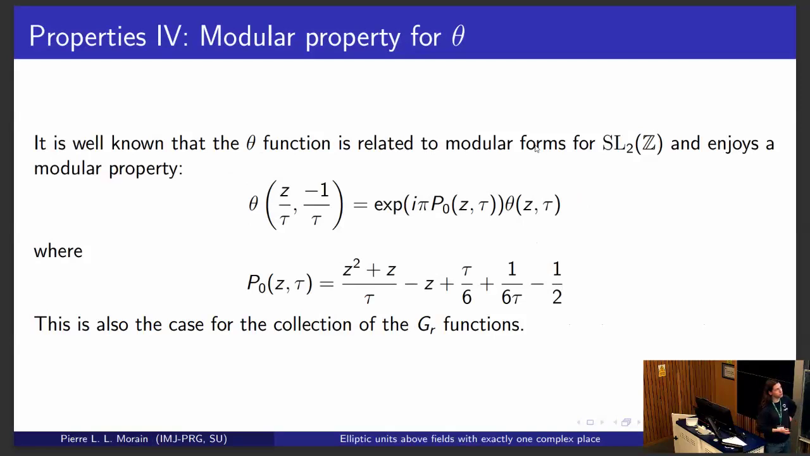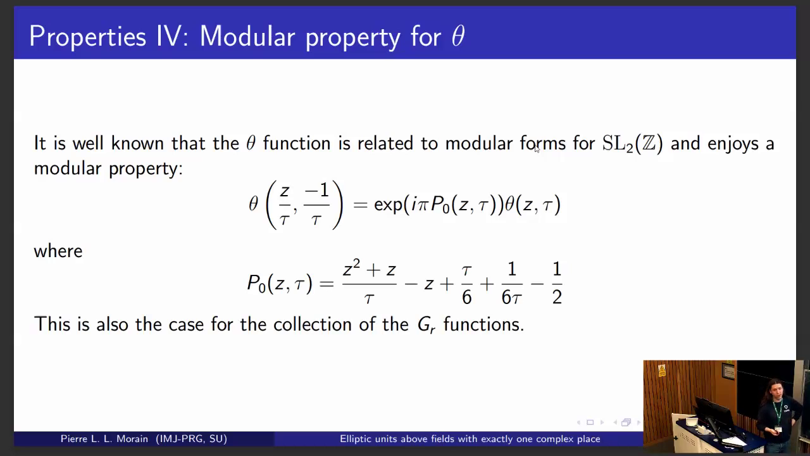So this is what was already written by Luis yesterday, the modular property for the theta function, with a very explicit polynomial, as you can see. It has a bit of tau in the denominator, but not so much, okay? And you see that the coefficients are Bernoulli numbers.